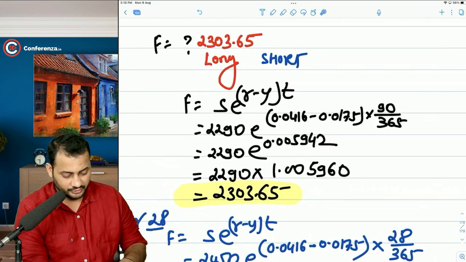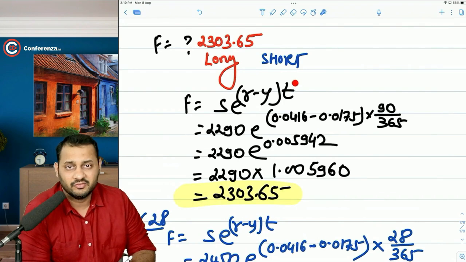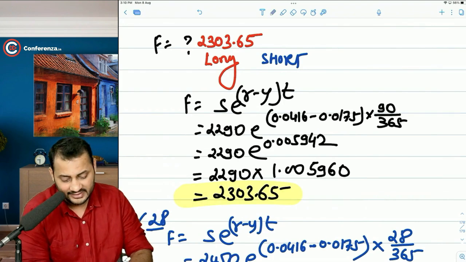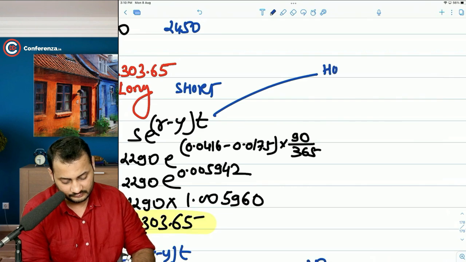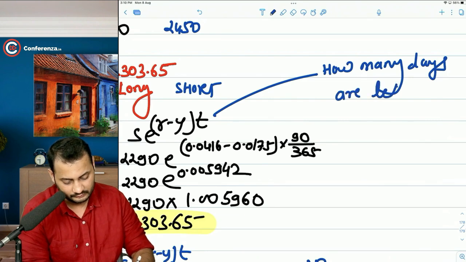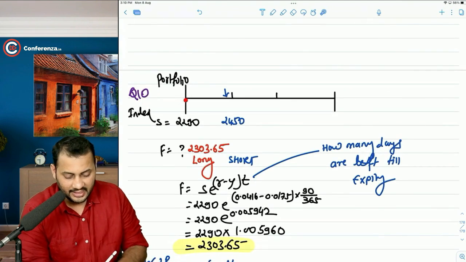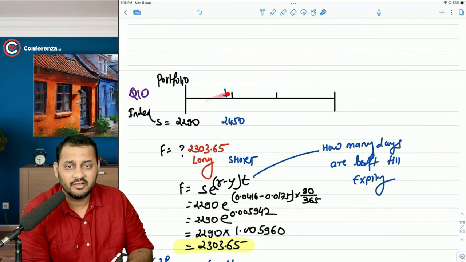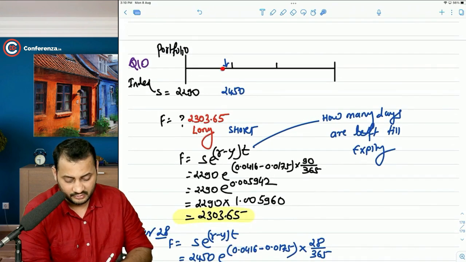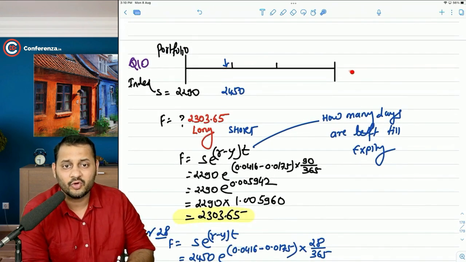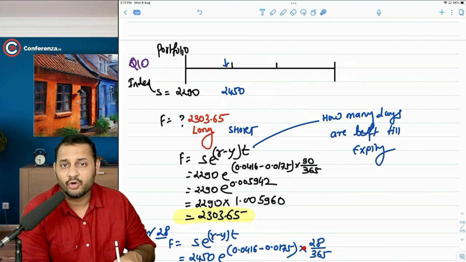You should understand the meaning of this T in the formula. This T represents how many days are left till expiry. So when we were standing at time 0, 90 days were left till expiry. That's why we took the 90 days. After 28 days, we will have to look forward at how many days are now left. 90 minus 28 days are left for the expiry. So 28 is the wrong answer here.